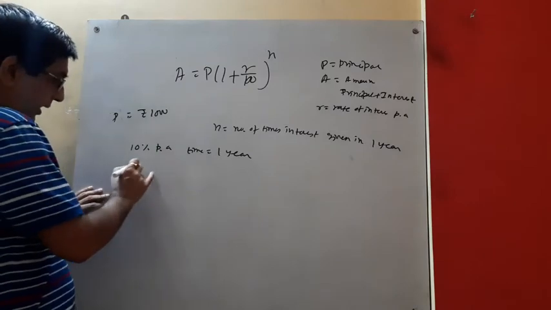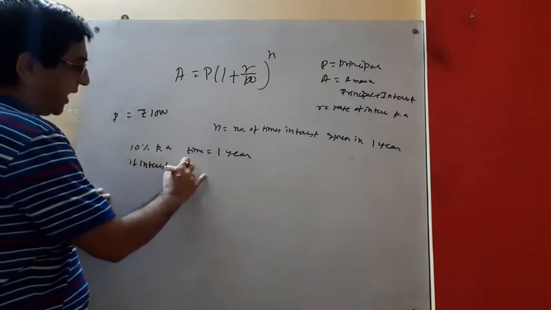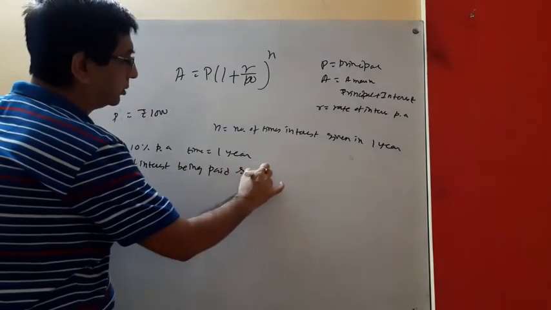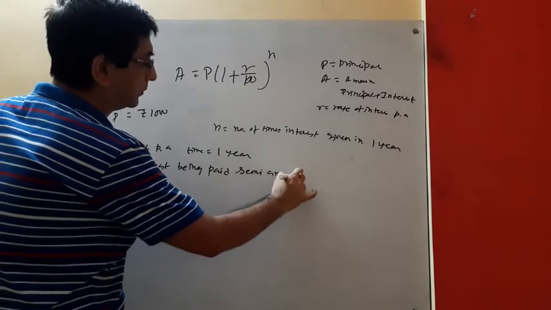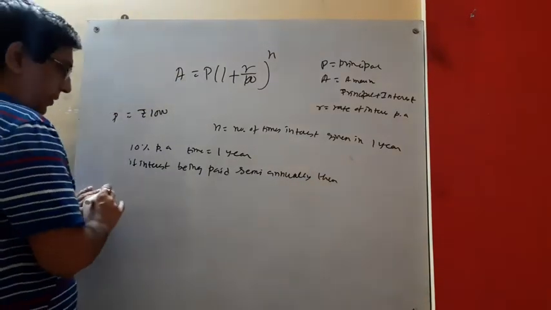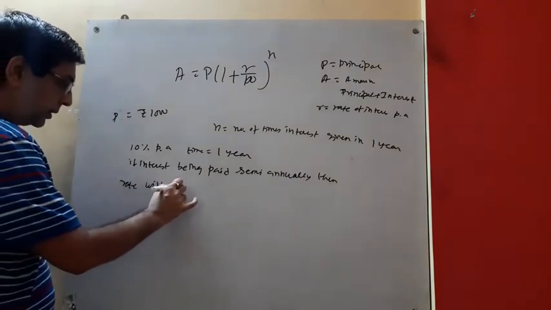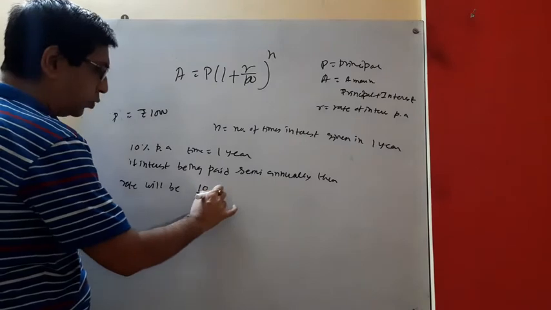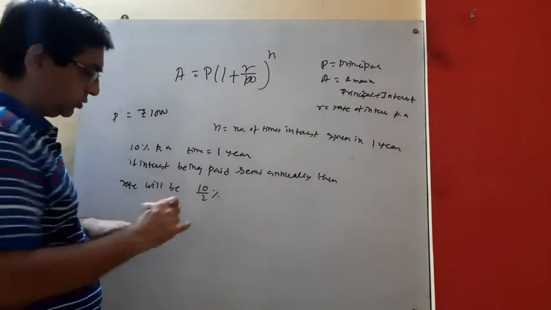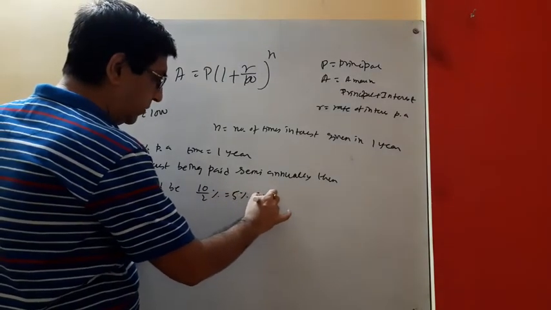So 10% per annum, time 1 year. But if interest is being paid semi-annually, then the rate will be 10 by 2, because semi-annually means 6 months, so dividing by 2, that is 5% semi-annually.